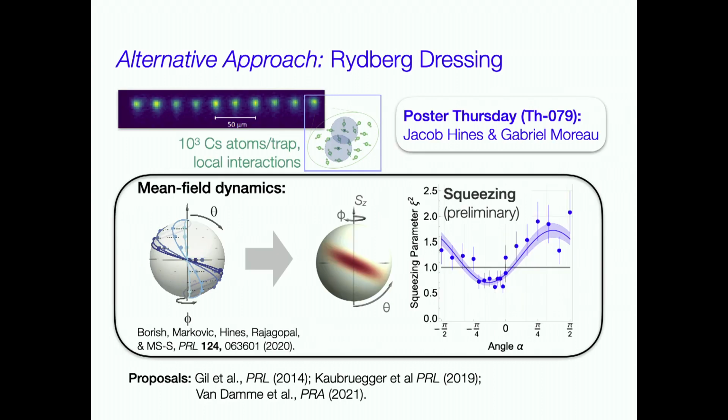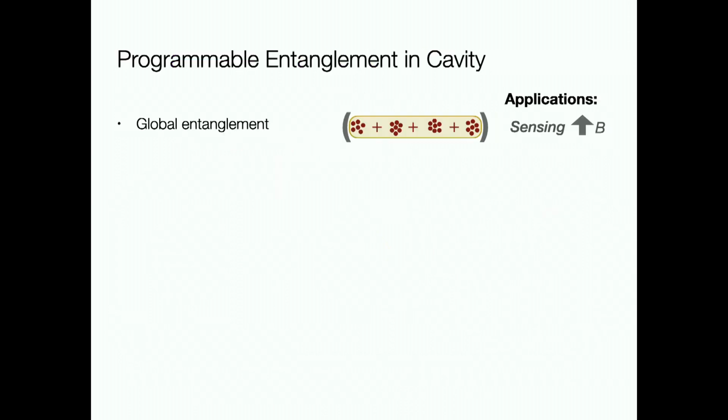As a brief aside, you might ask, why use the cavity at all if all you want are local correlations? Indeed, there will also be a poster from our group on a totally different approach to squeezing, which involves local Rydberg interactions. If you want to hear more about that, look at the poster by Jacob Hines and Gabe Moreau on Thursday.